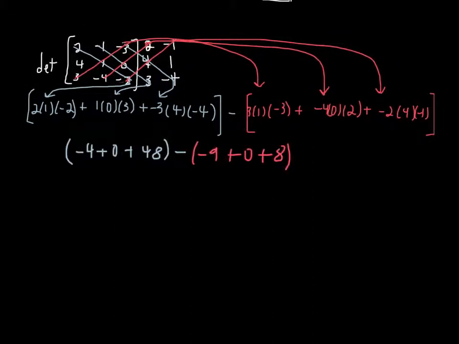So we simplify that, and then we get our next step, which is more simplifying. So we have 44 minus negative 1, which is 45, and this is our answer.